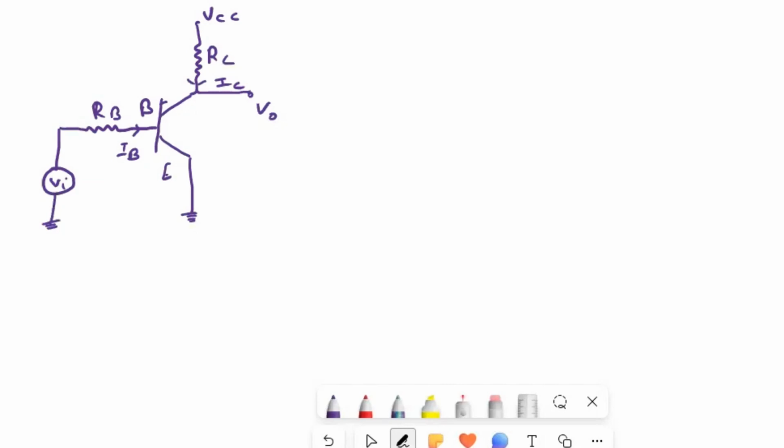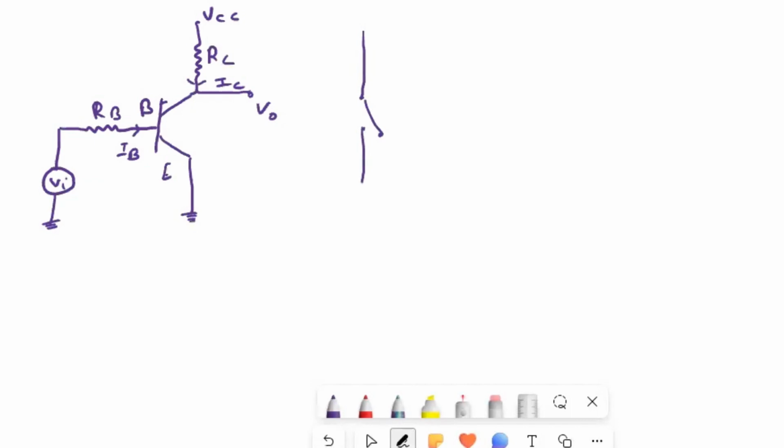Today's talk is on bipolar junction transistor as a switch. So here is an NPN transistor in a common emitter configuration, where it is connected to supply VCC through resistance RC, and the collector current is IC, and we are getting the output voltage. Input voltage Vin is applied to the base emitter terminal through a resistance RB, and the current flowing is IB.